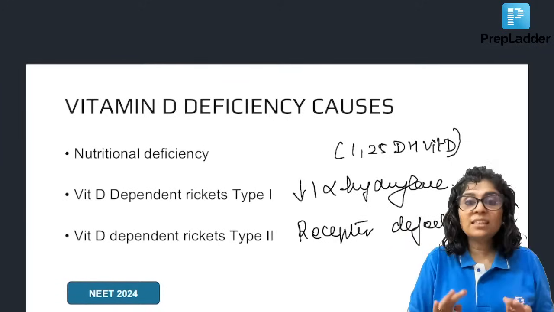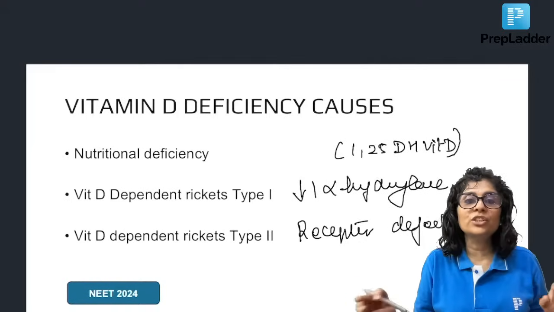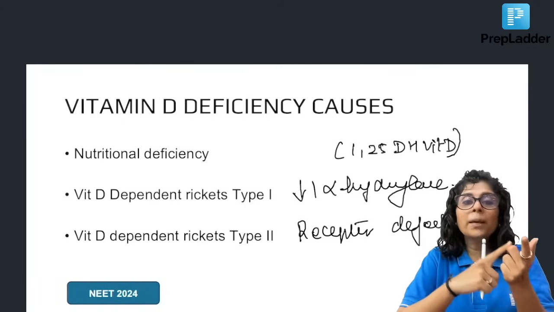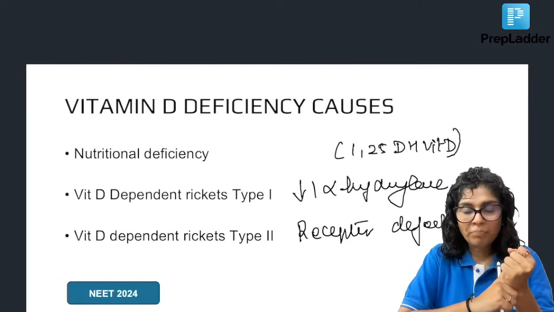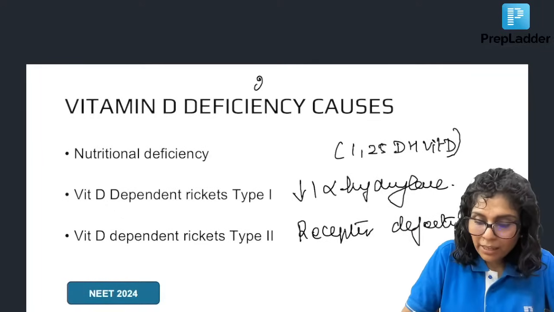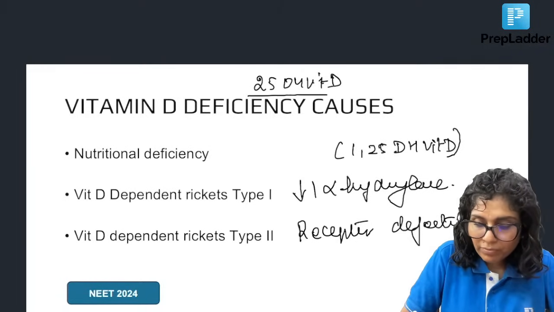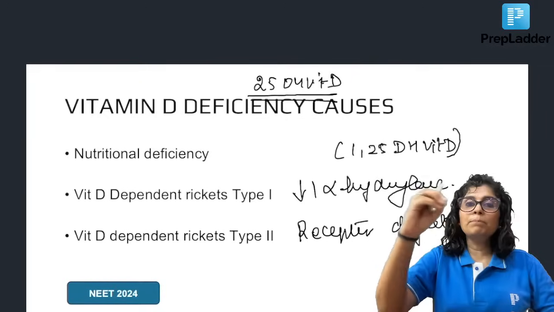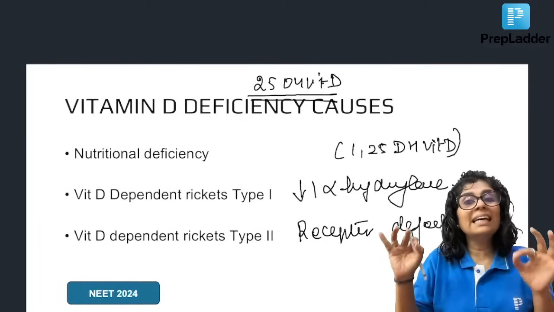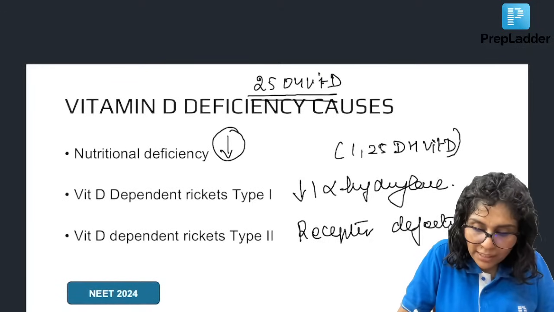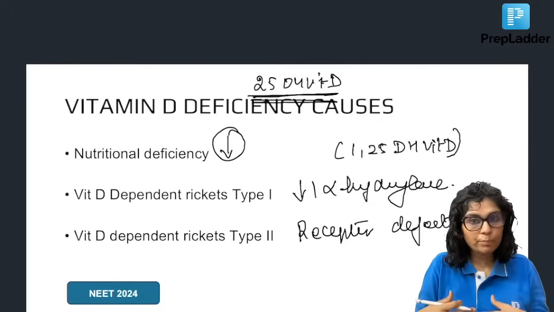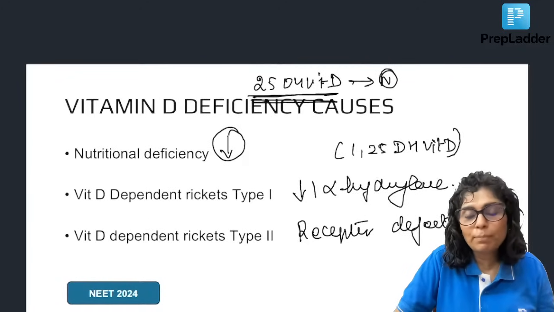In all these three cases, what will you see? Same biochemical features. What are the biochemical features that you will see? Just now I told you. Normal calcium, low phosphate, high parathormone, high alkaline phosphatase. So how will you differentiate these three conditions? You can differentiate them by estimating 25 hydroxy vitamin D. Normally, when you give your blood sample for vitamin D estimation, they estimate 25 hydroxy vitamin D. In nutritional vitamin D deficiency, this value will be low, whereas in vitamin D dependent rickets type 1 and type 2, 25 hydroxy vitamin D levels will be normal or high.